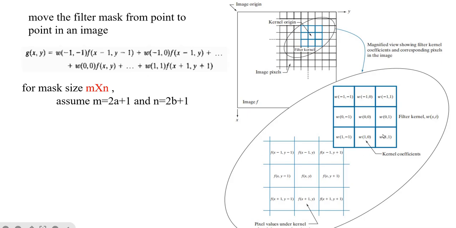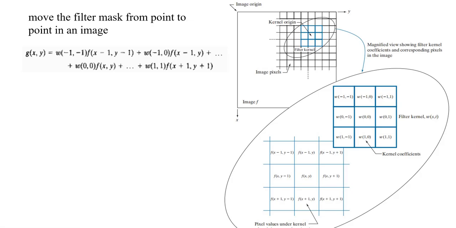This is the mask coefficients, that is the kernel coefficients, and the coefficients of the image pixel value. Next, if we see this equation, you can see w of 0 comma 0 into f of x comma y. This point indicates that the mask is centered at f of x comma y.